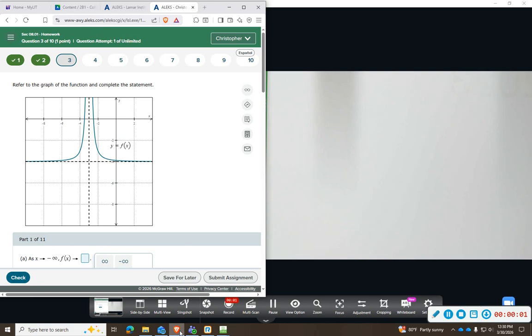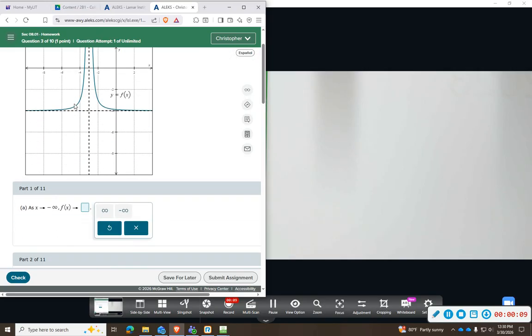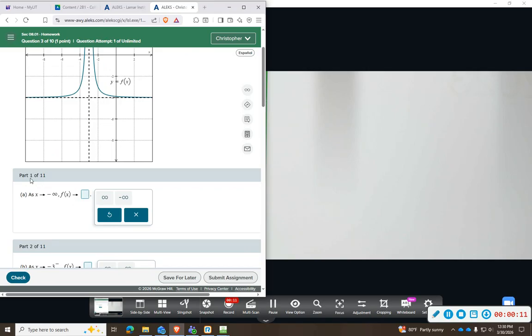All right, question number 3. We're going to refer to the graph of this function and complete the statement. So it looks like we're looking at the end behavior. And so part 1 of 11, it says as x goes to negative infinity. So this means as x approaches negative infinity, f of x goes to what?